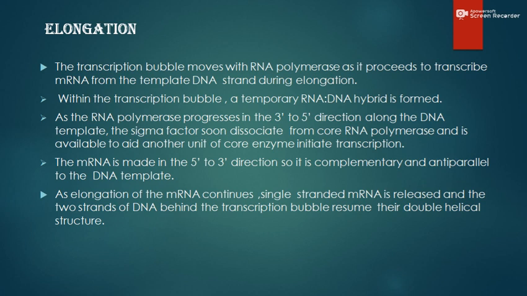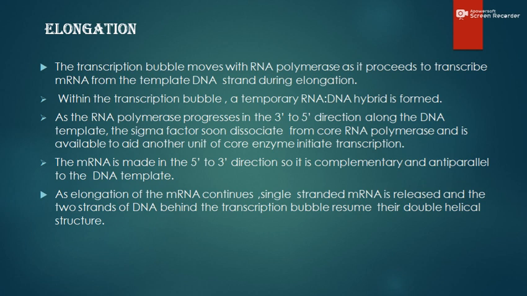Now the next step we have is elongation. The transcription bubble will move with the RNA polymerase as it proceeds to transcribe mRNA from the template DNA strand during the process of elongation. What do you mean by elongation? Elongation is a process in which the RNA is being synthesized and the length of this RNA is being increased. During this process, the RNA polymerase is moving ahead on the template. And when it moves as such, what would happen?